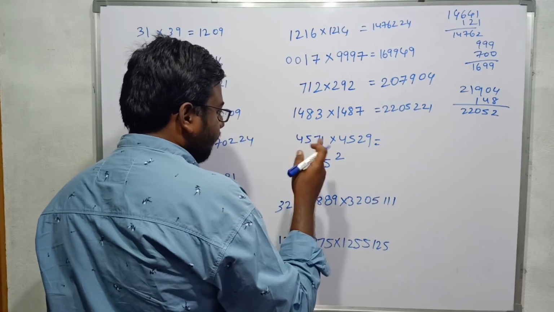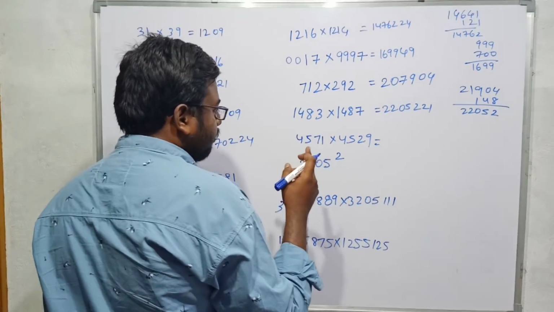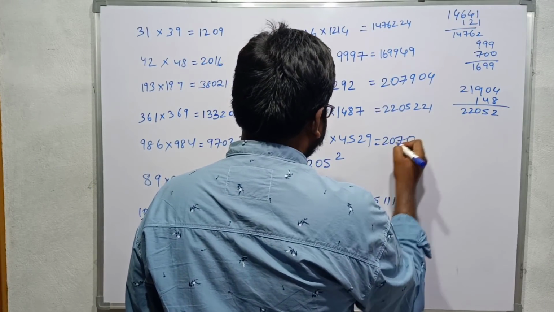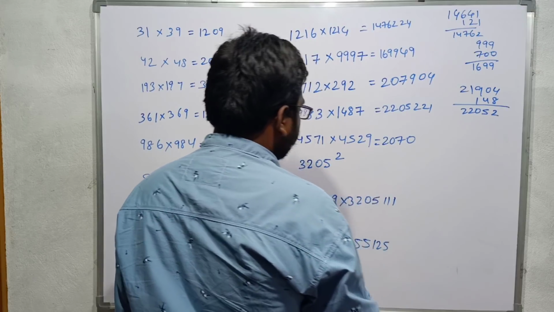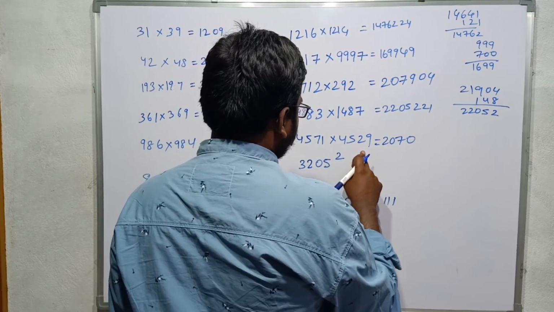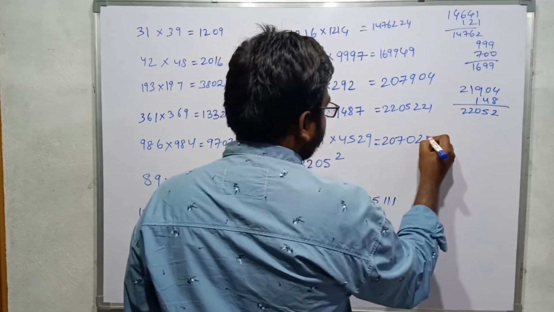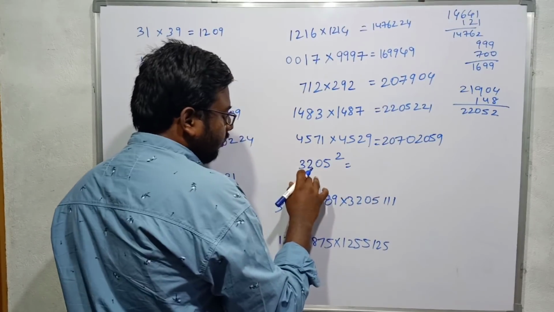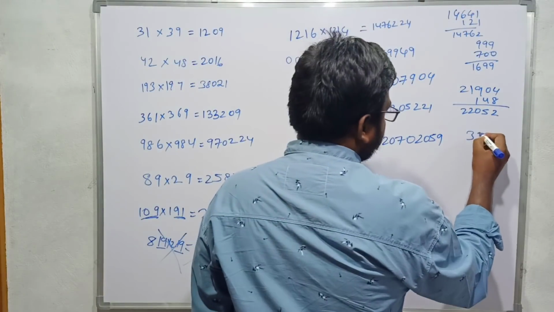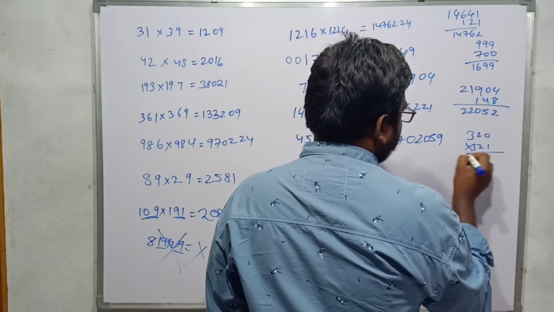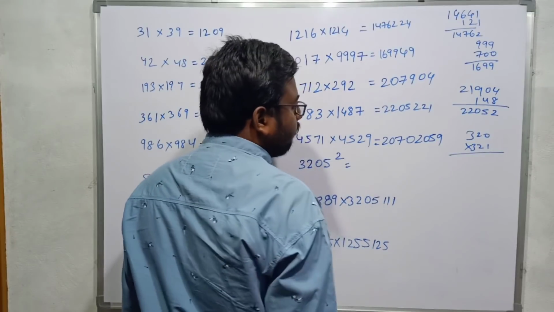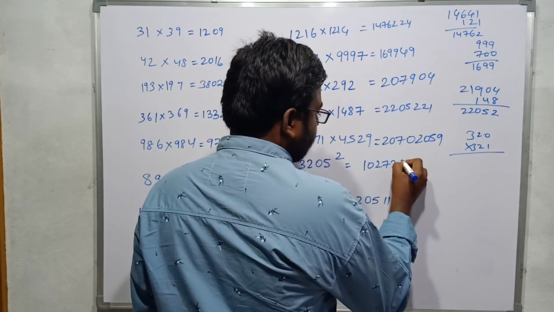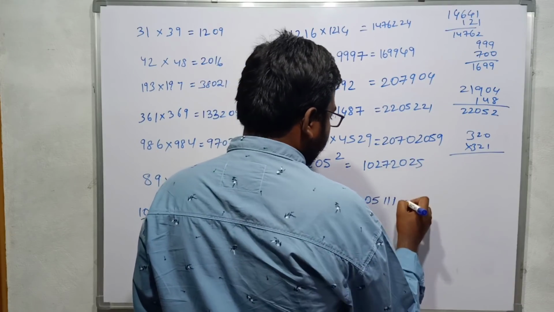I have to calculate 45 into 46. 45 square is 2025 plus 45. 2070. 71 into 29. 203, 205, 2059. 3205 square. I have to calculate 320 into 321. 320, 321. 32 into 32, 1024 plus 3, 10272. 0 and 25 will be here.